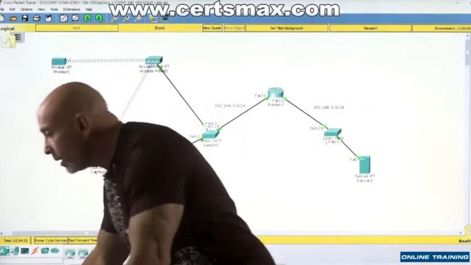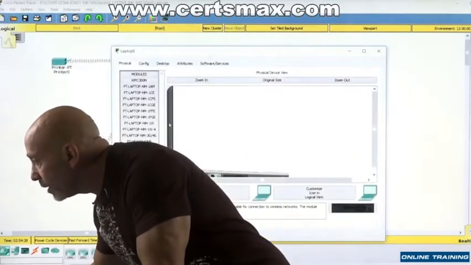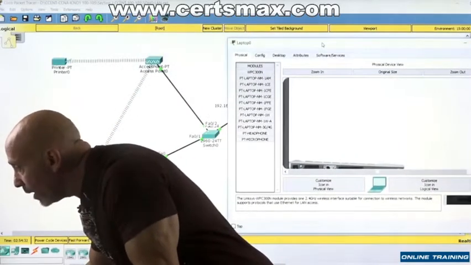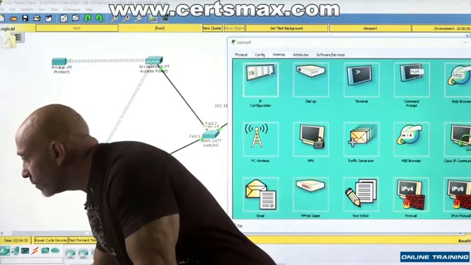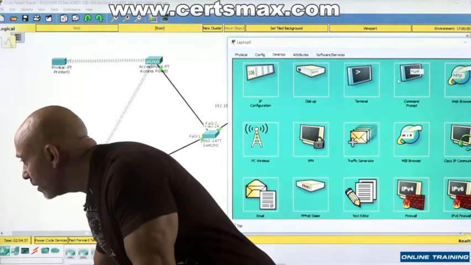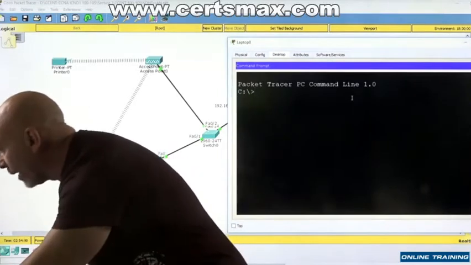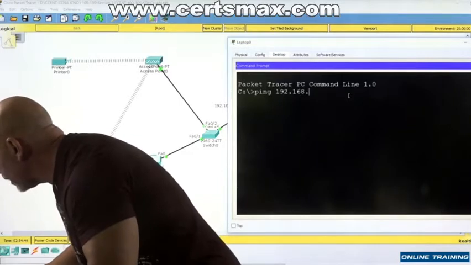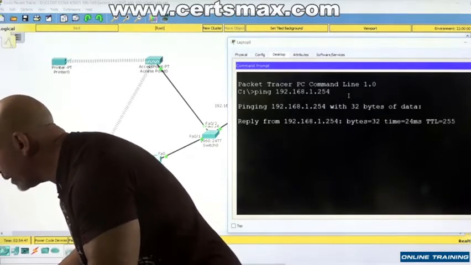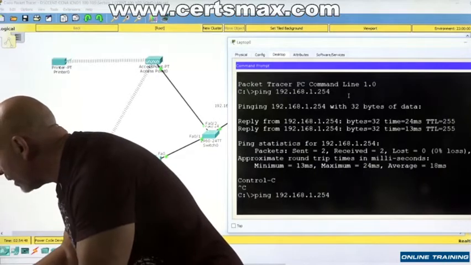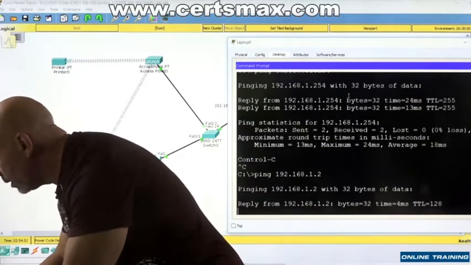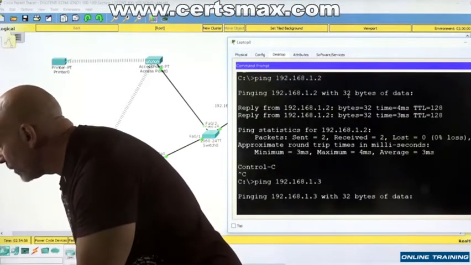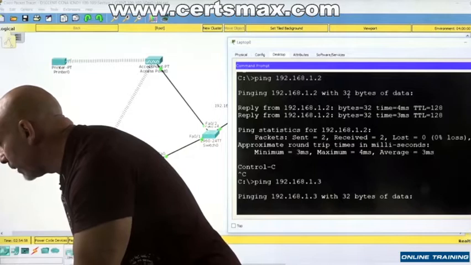Let me go ahead and ping. Let me put it this way so you can see. This is the 1.0 network. I'll ping my gateway, which is 192.168.1.254. Okay, I can ping that. I can ping the .2, and the printer, I believe, is the .3. I haven't pinged the printer yet.